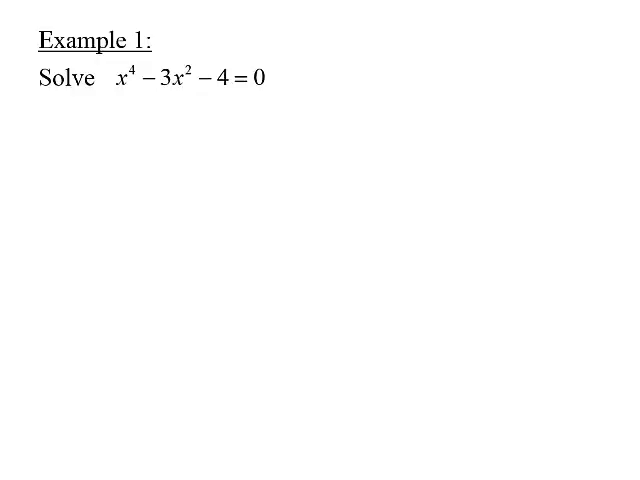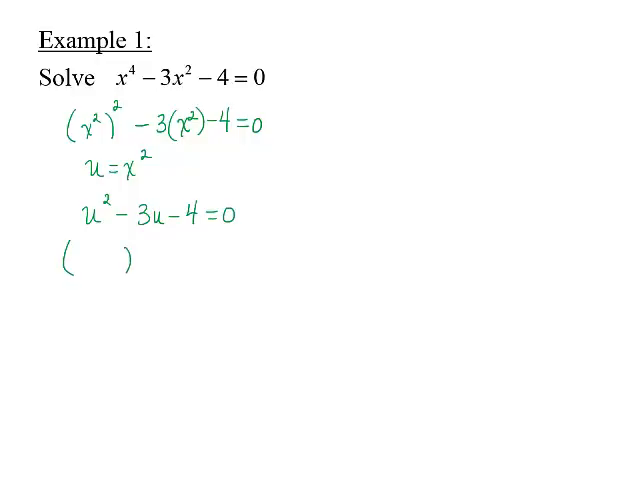So let's solve x to the 4th minus 3x squared minus 4 equals 0 using the u substitution. We just talked about that x to the 4th is really x squared squared, minus 3 times x squared minus 4 equals 0. So letting u equal x squared, we're going to get u squared minus 3u minus 4 equals 0. This is a quadratic equation that we solve by factoring.